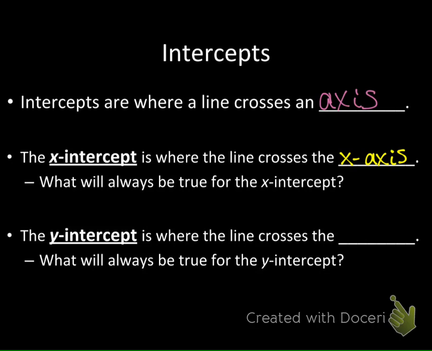Now, if you get this part right, I'm going to be real impressed with you. Before you start shouting things, I want you to really stop and think. What will always be true for the x-intercept? Besides the line crossing through the x-axis, what will always be true of the x-intercept? You give? Y will always equal 0.